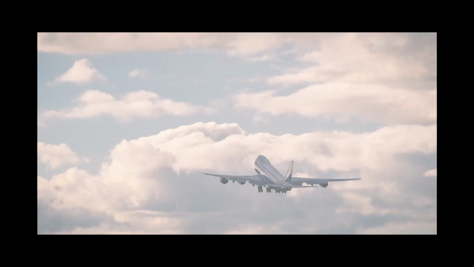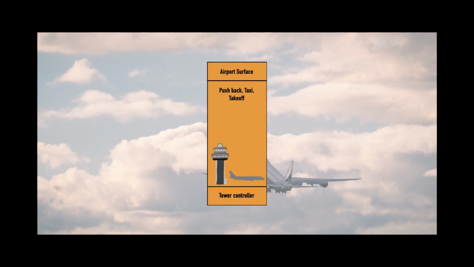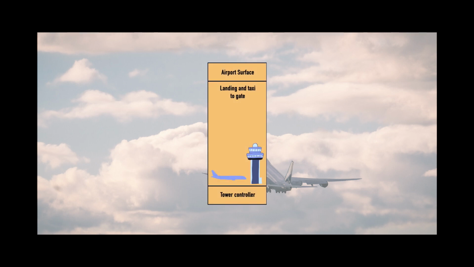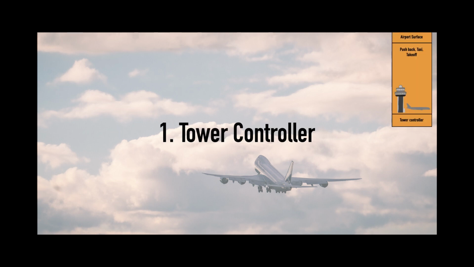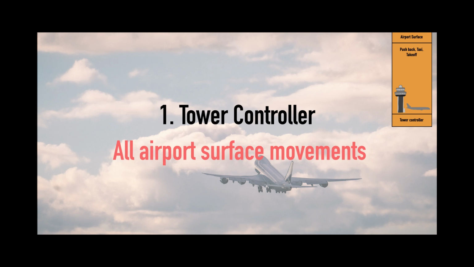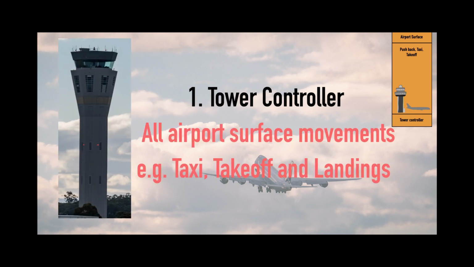Next, let's talk about types of controller. ATC is divided into various surface areas, defined by the different demands for controlling individual phases of a flight. There are three types of ATC. The first one, tower controller, which is responsible for all airport surface movements, such as taxi, takeoff, and landings. They are located at the airport's control tower.